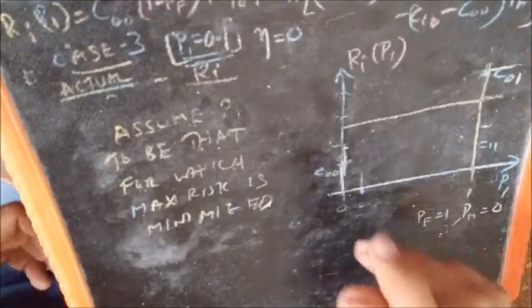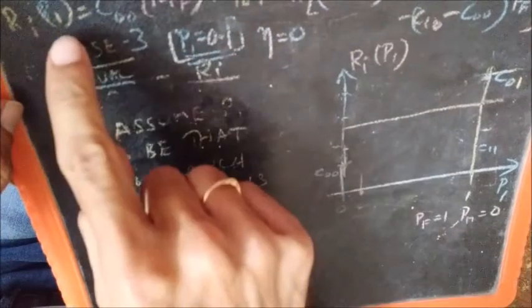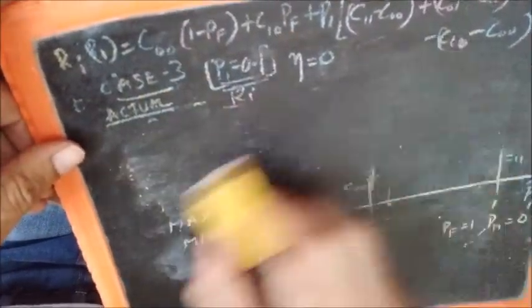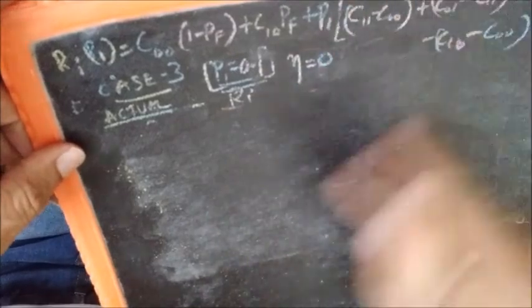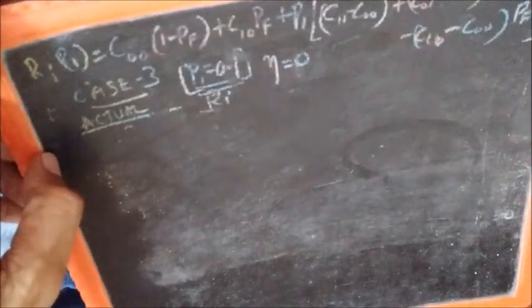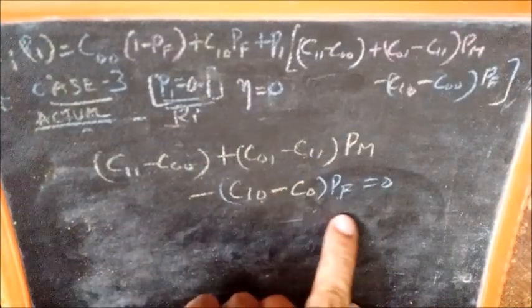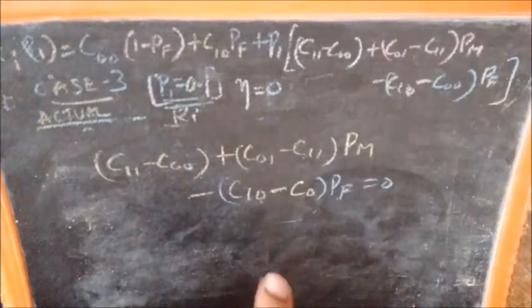Now, how do we do that? We have to make the slope of this 0, and that can be done easily by setting this equal to 0. Once you do that, you will know how to set the threshold. So when you set that equal to 0, you end up getting this, which is called the minimax equation.